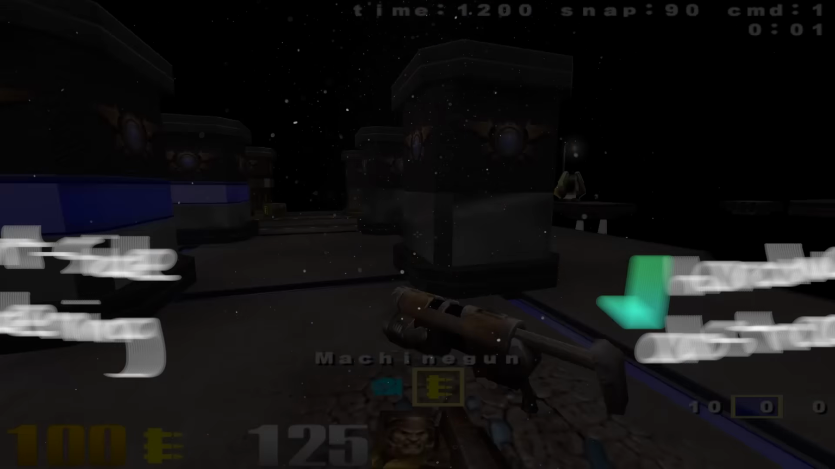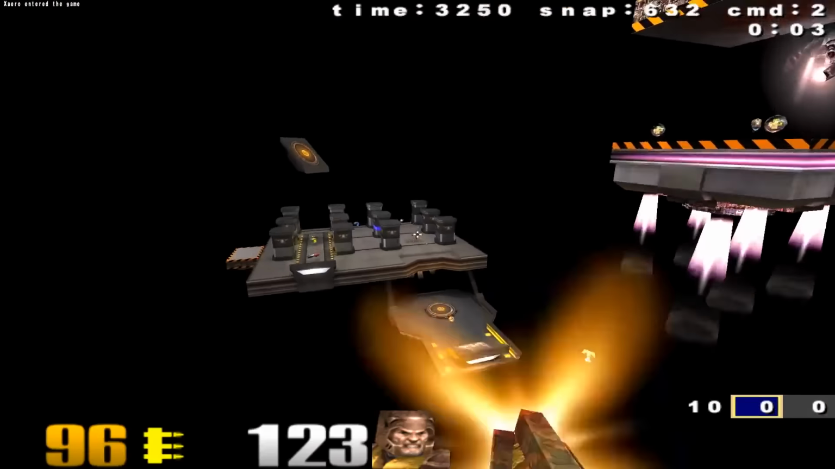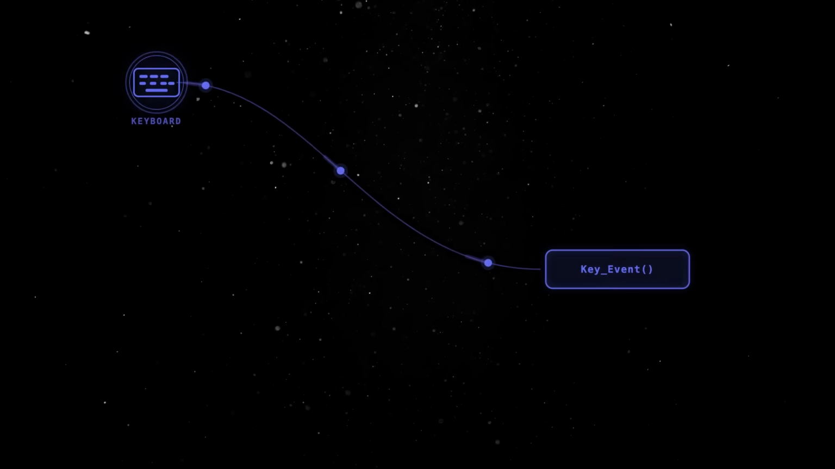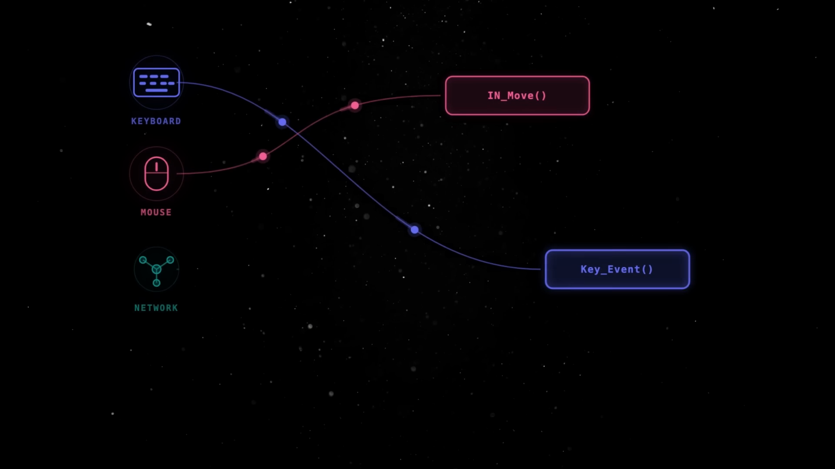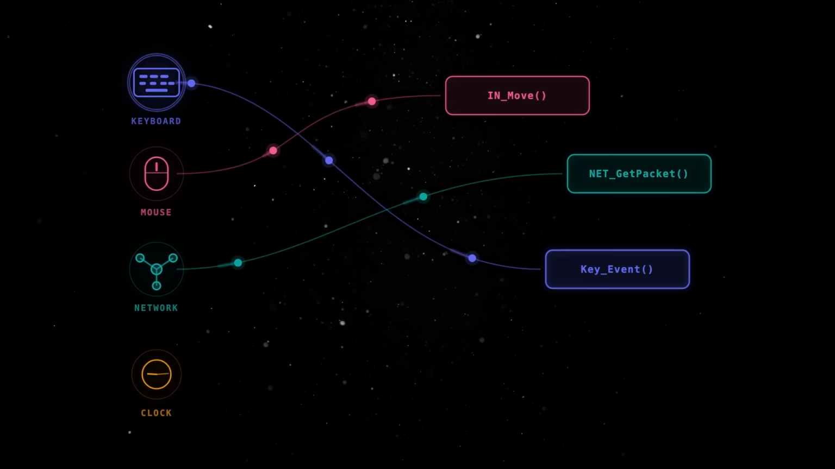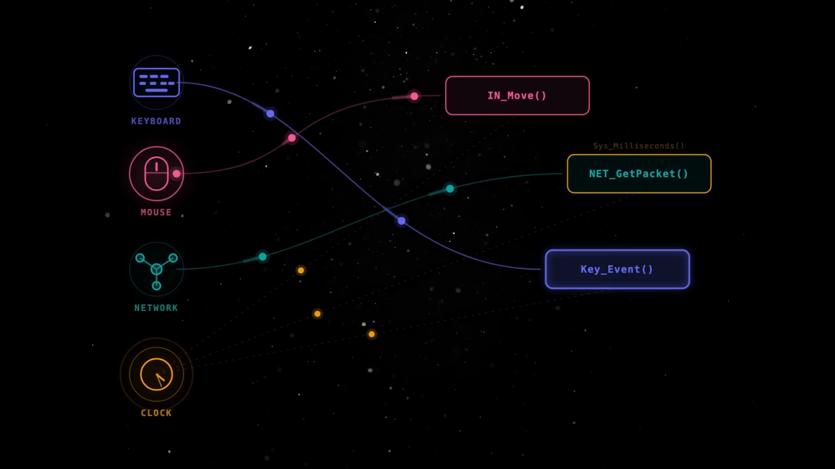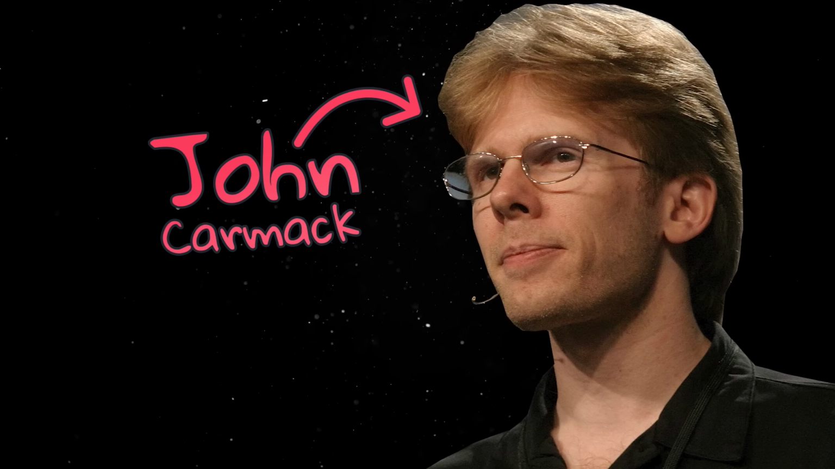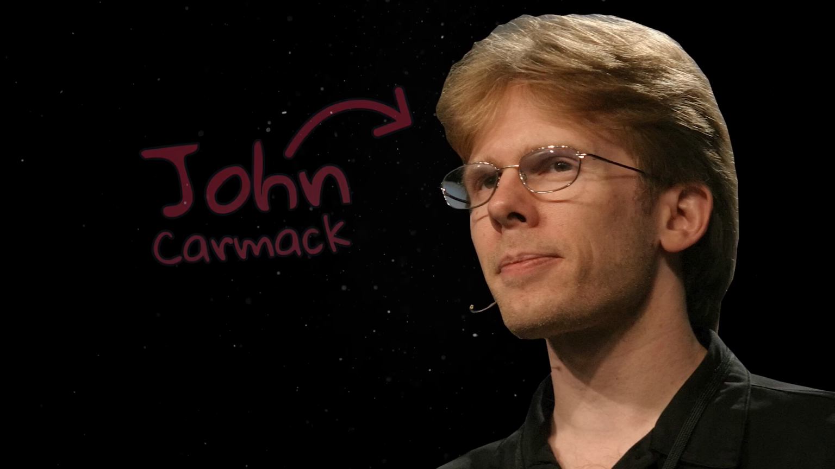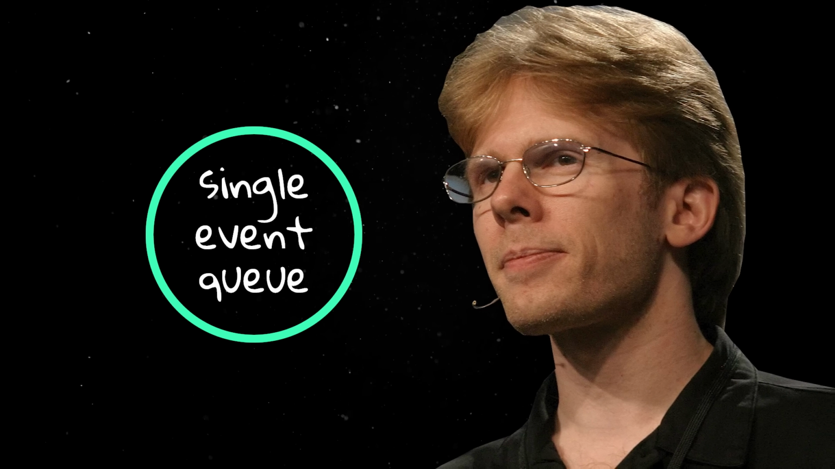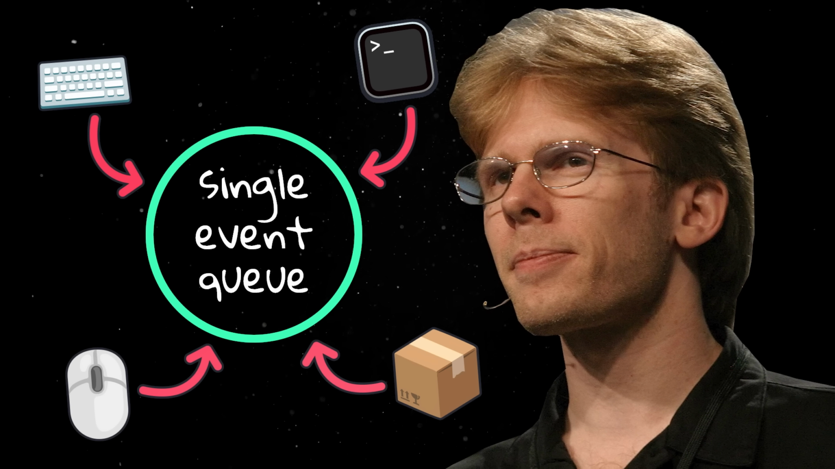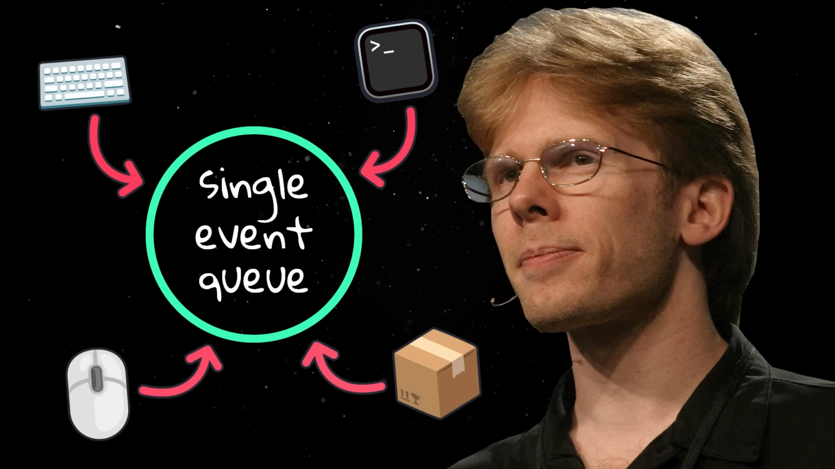What's interesting is that before Quake 3, different types of input were generally collected in different places. Keyboard input had its own path, mouse input had another one, network packets were processed somewhere else, and time was read whenever a subsystem needed it. For Quake 3, John Carmack, who led the game engine development efforts, decided to route all of these inputs through a single event queue. As a result, every keyboard press, mouse movement, console command, and network packet was converted into the same basic event structure.